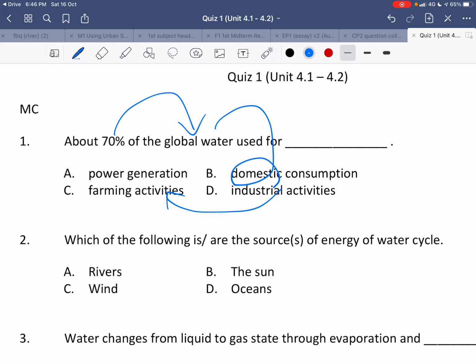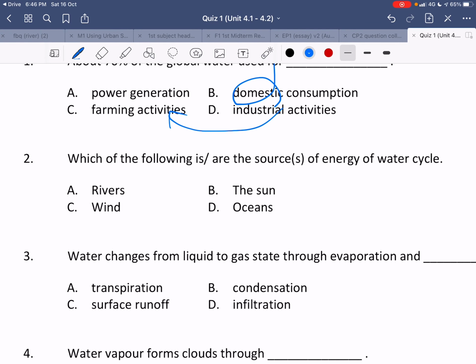Okay. What about the energy source of the water cycle? It should be the sun. If you don't have the sun, the evaporation doesn't take place, and then the potential energy cannot be stored in a cloud, and accordingly we won't have precipitation, we won't have surface runoff, and so on and so forth. So accordingly, B will be the answer to question 2.